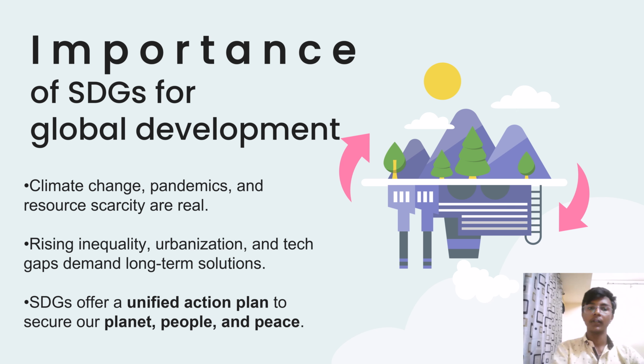Okay, importance of sustainable development goals for global development. This is about climate change, pandemics, and resource scarcity, which are real. And rising inequality, urbanization, tech gaps demanding long-term solutions. Sustainable development goals offer a unified action plan to secure our planet, people, and peace. Yeah, like developing a factory, but civilization should be more important when it comes to the sustainable development goals. On climate change and pandemics, we can observe COVID-19, which we came to know of in 2019 and 2020. And climate change, now you can see in Bangalore the rain, what is happening. This is all important for sustainable development and global development.